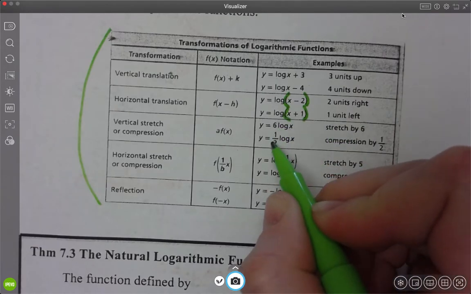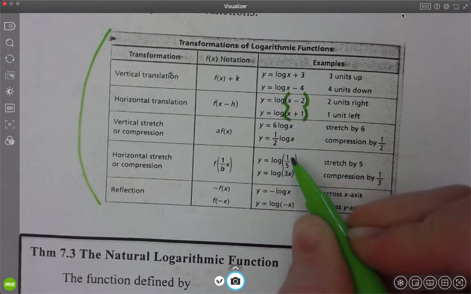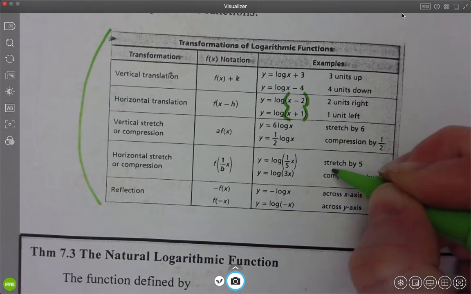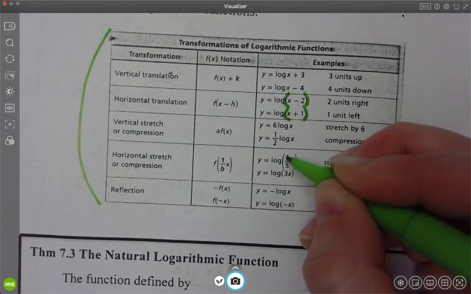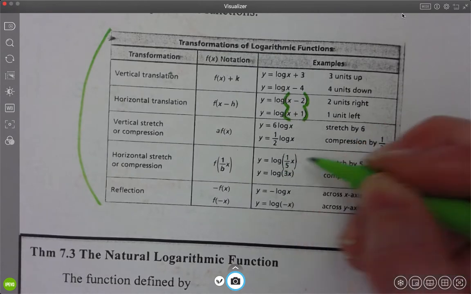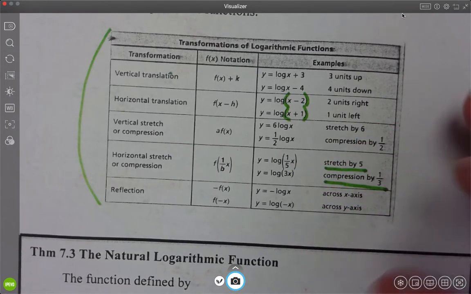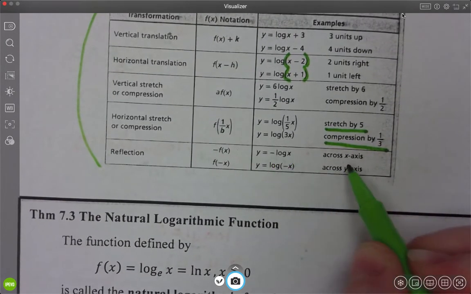Multiplying by numbers out in front is going to stretch and compress it. For horizontal stretch and compress, remember that you have to use the reciprocal. So if you're stretching by 5, it would actually go in the parentheses as 1/5. If you're compressing by 1/3, it would go in parentheses as the 3. And then negative on the outside is over the x-axis, negative on the inside is over the y-axis.